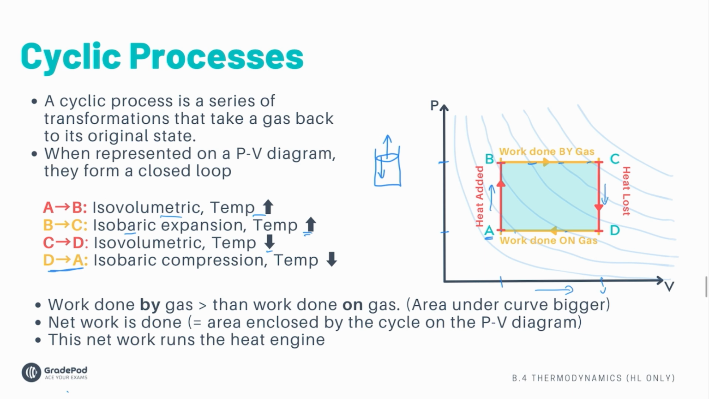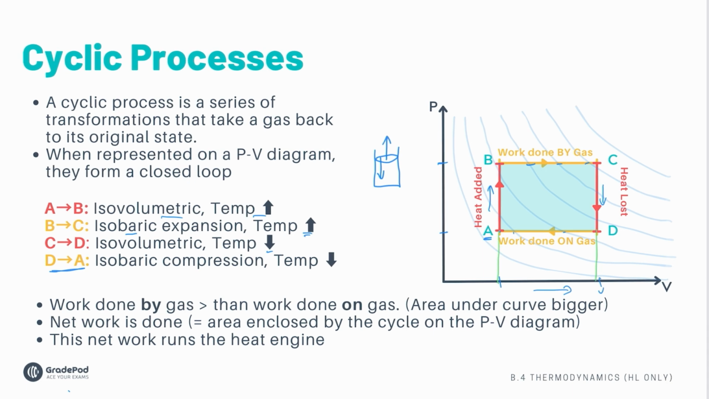Let's have a look at work done now. If we just look at work done by the gas, then the area underneath the curve is the work done by the gas. So the green shaded area is the work done by the gas. If we now consider the work done on the gas, this is the line here. So the red shaded area is the work done on the gas. And you can see that the work done by the gas is greater than the work done on the gas.